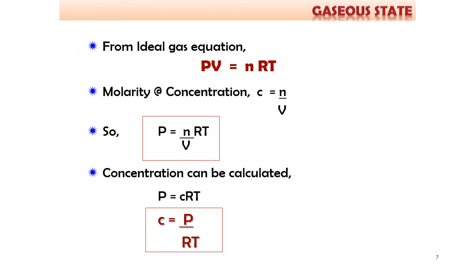From the equation PV equals nRT, you can also find concentration. You know that the formula for concentration is mole over volume. If you substitute, you will get concentration equals pressure over gas constant times temperature. And make sure for the units, pressure must be in atm for all ideal gas equations, temperature must be in Kelvin, and volume must be in liter or dm cube.